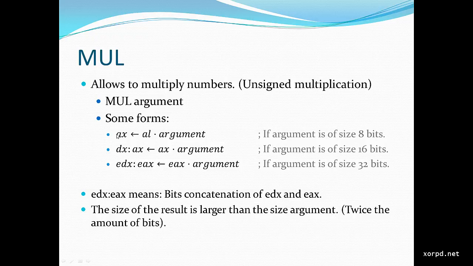For example, if we chose some small argument like CH or CL or maybe AL or DL or DH, it performs this action. It takes AL, multiplies it by the argument, which could be any argument of size 8 bits, and it takes the result and stores it back into AX. I remind you that AL is of size 8 bits and AX is of size 16 bits.